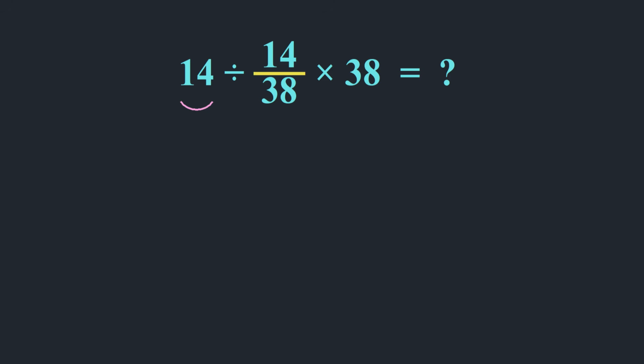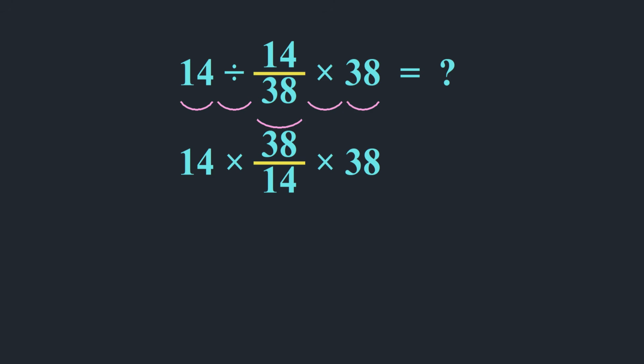14 divided by 14 over 38. To do this division, write down the 14, then change division to multiplication and flip this fraction to 38 over 14. And here again we have times 38. Now we have this new problem. First we do this multiplication.